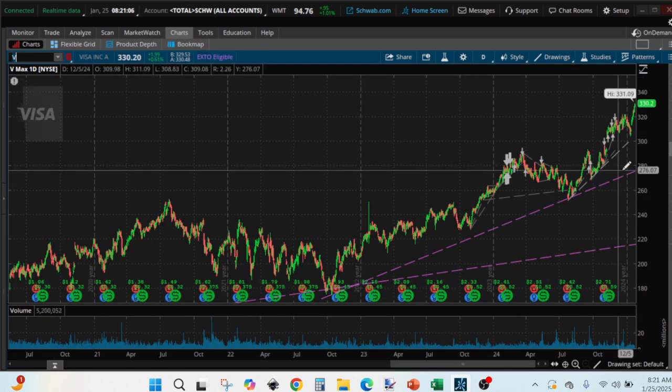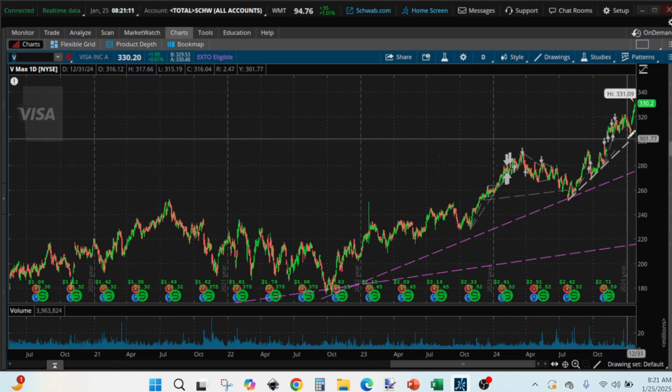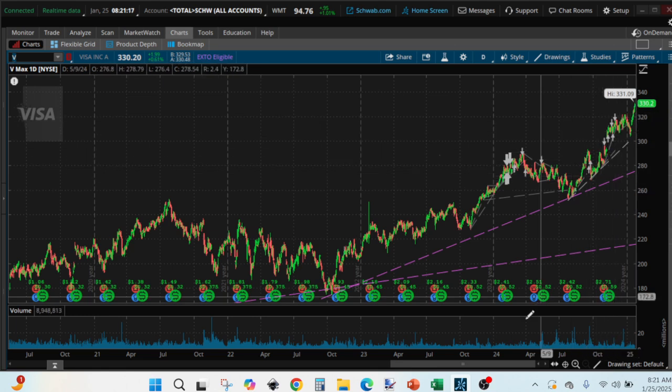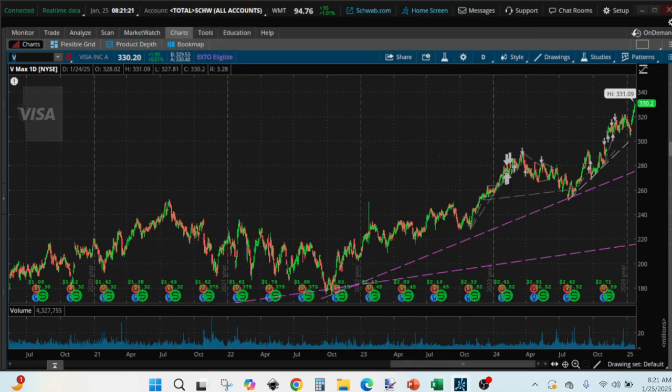We like to buy V at either one of those purple trend lines. Right now it is following this trend line and going up. It's not done designing this upside of the mountain yet. The next one is WAB.